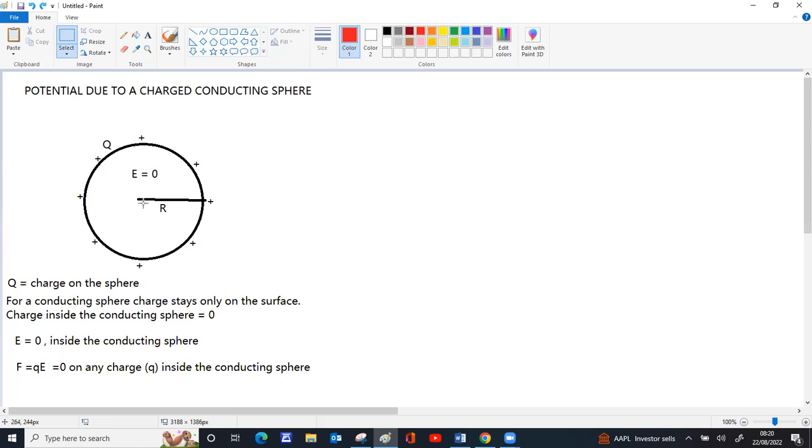Since there is no force on the charge, the total work done, or a small work done, in displacing the charge inside the sphere also will be 0, because there is no force on the charge. So these are the basic concepts for a conducting sphere. Charges stay only on the surface. Charge inside is 0. So any charge inside, if you bring or you imagine, the force on the charge will be 0. So work done to move the charge inside the conducting sphere also will be 0.